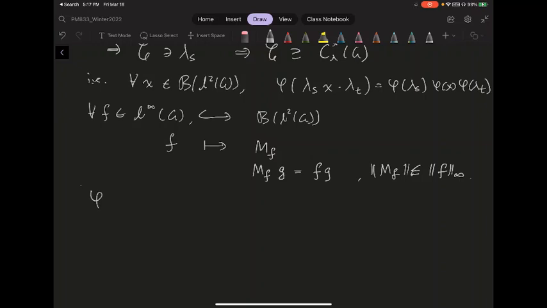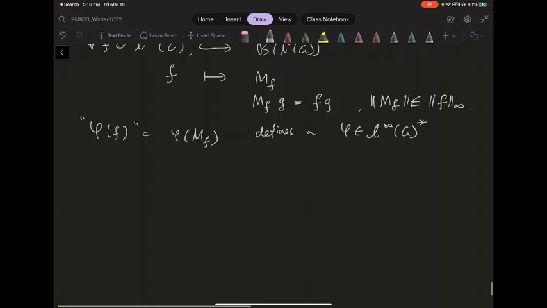So you can define phi of f. You define it to be phi of M of f, okay? So that's going to be a functional on the L infinity space, because your phi is a functional on the bigger one, B of L2 of G, okay? So this basically defines a phi inside the dual of L infinity of G, okay?